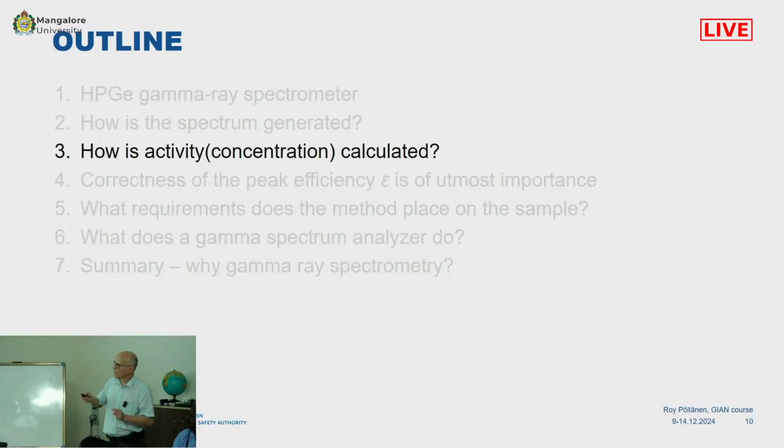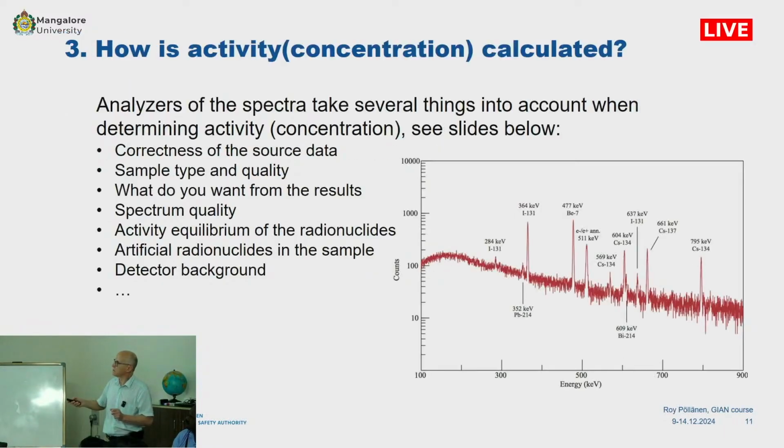So, how is the activity calculated? Analyzers of the spectra have to take into account several things when they determine activity or activity concentration. These are the things that he or she must take into account.